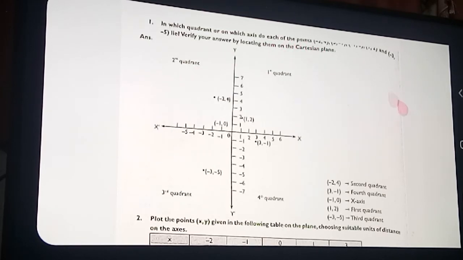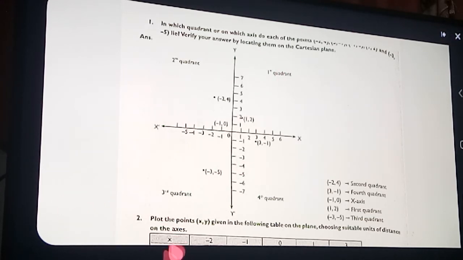Now this is exercise 3.3. All of you take your textbook and take exercise 3.3. Did you take the textbook? Exercise 3.3, first question. See here. What is written here?